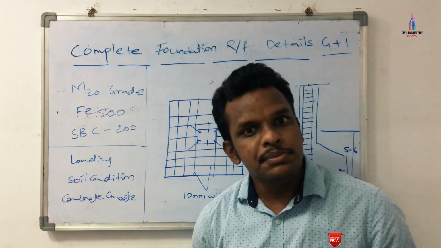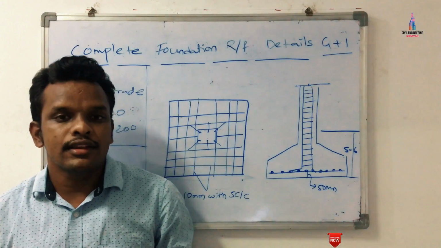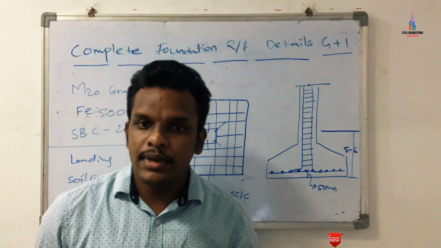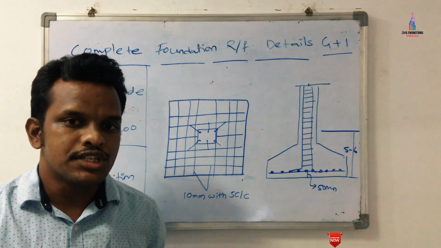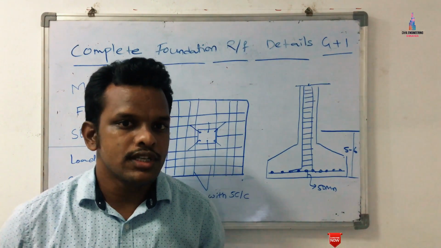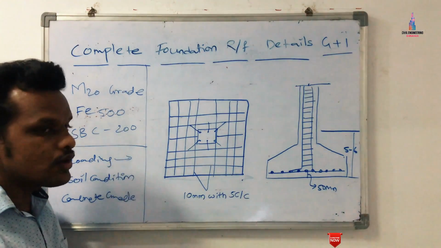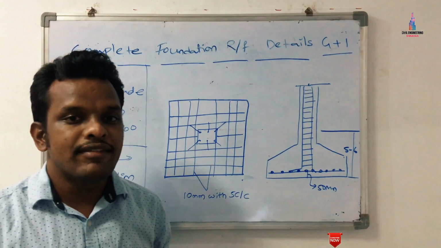Why? Because as per the IS code provision, if the building height is greater than 10 meters, we have to consider the wind loading condition. Otherwise we skip the wind loading values. So this is the first factor we need to consider, the loading system. Under the loading system we need to consider only the gravitational forces.